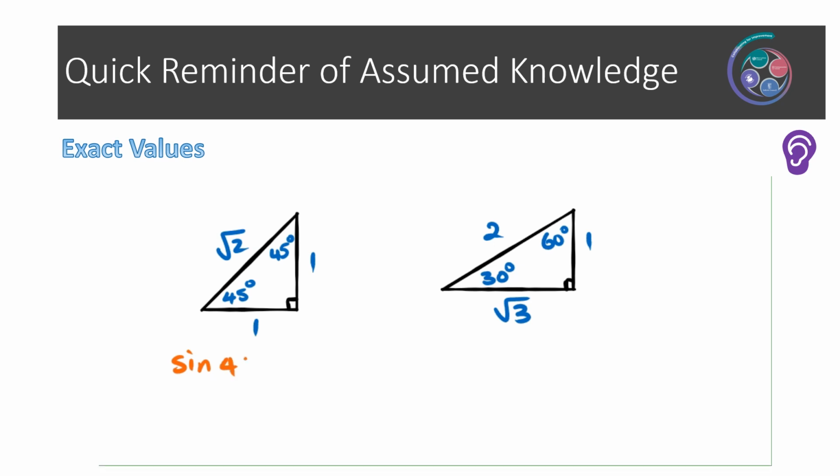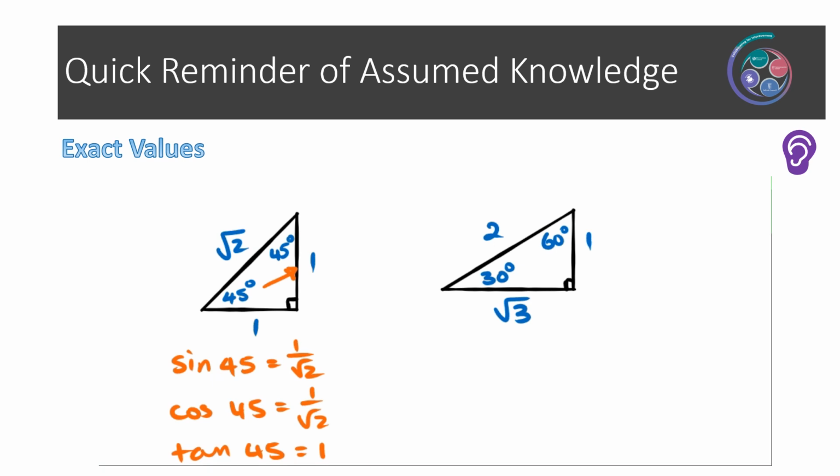Sine 45 is equal to, well, there's the sine, there's the opposite side, root 2 is the hypotenuse, 1 over root 2. Cos 45, also 1 over root 2. And tan 45, opposite over adjacent, 1.